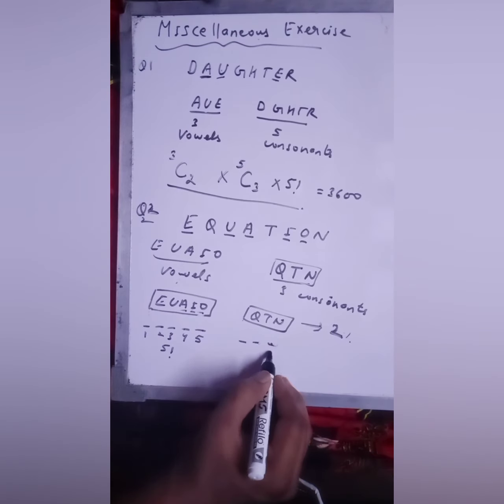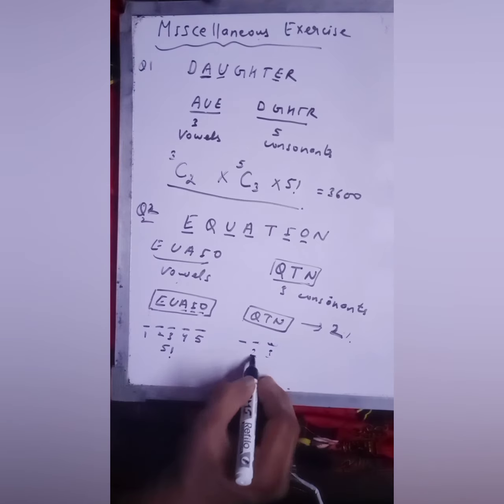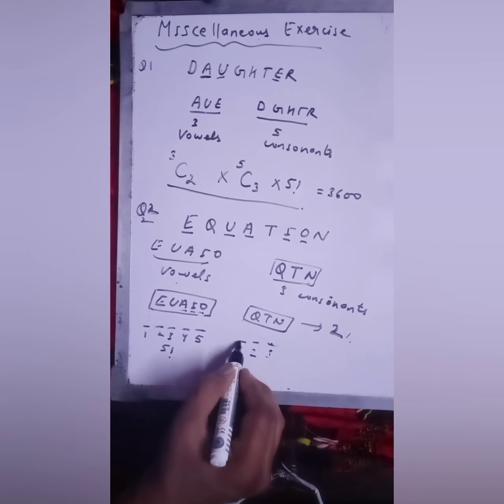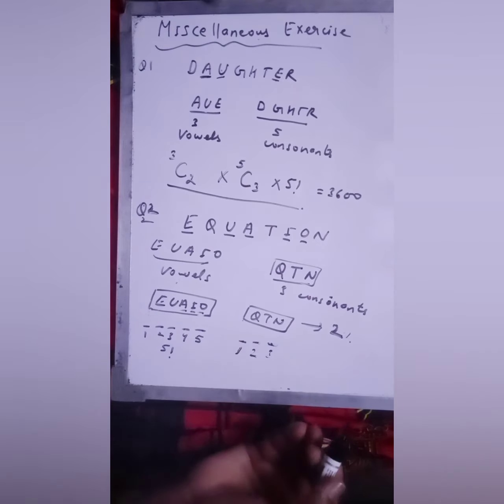So for this place, you have 3 choices. For this place, you have 2. For this place, you have 1. Or you can start from here also, 3, 2, 1. The answer will come same.